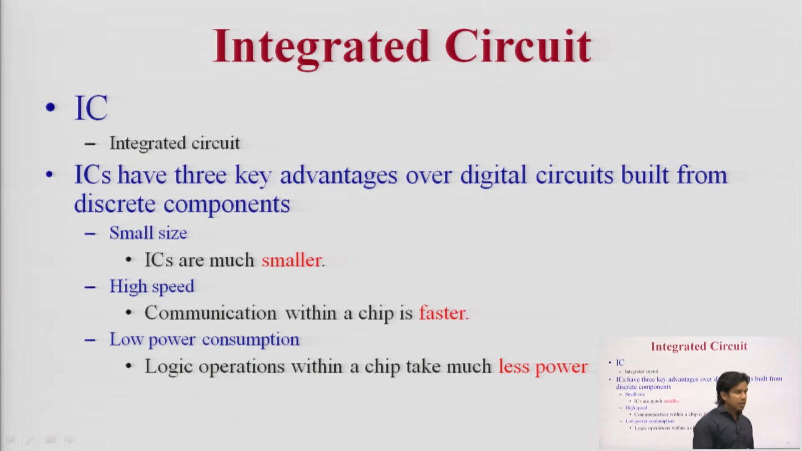Now, we first have to understand what an IC is and what is inside it. IC stands for integrated circuit. This IC has three key advantages over digital circuits built from discrete components, which means components with a lesser number of transistors. In a compact IC, first, it has a smaller size. Second, it has high speed. The third, very important point is low power consumption.